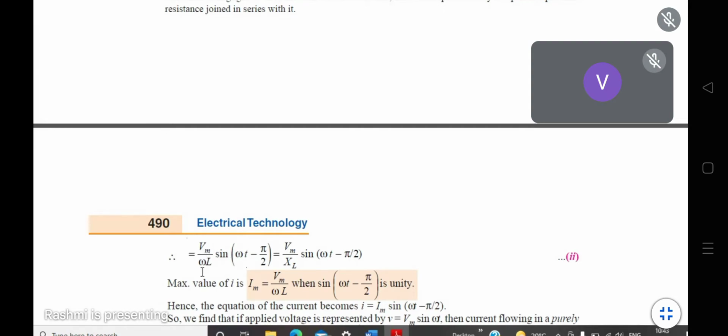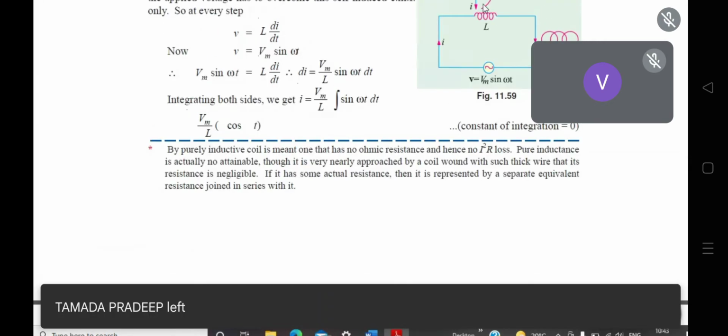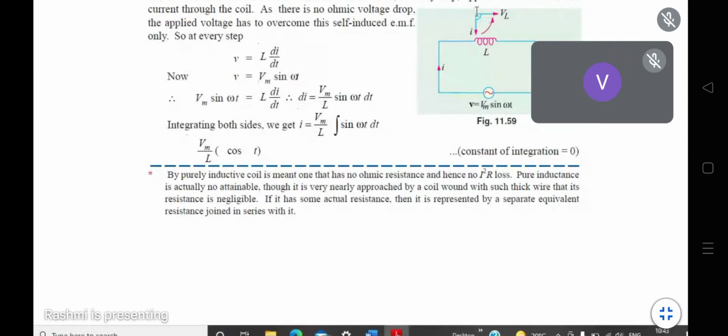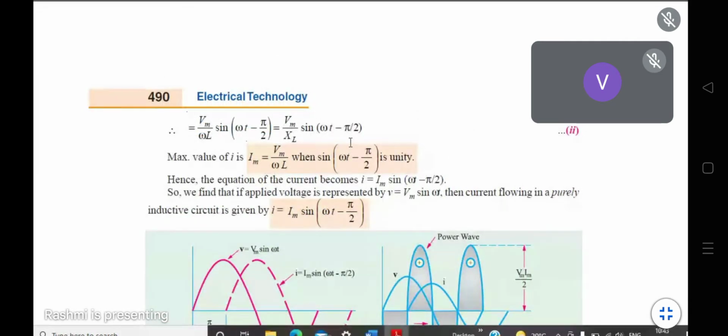So here this is the maximum value and this is the sine function, and here minus pi by 2 is there. So from this we can say the current is lagging the voltage by pi by 2. If the voltage is the reference, then the current will lag by pi by 2, 90 degree lagging. So what is the maximum value of the current? That is Vm by omega L. And omega L is what? That is the reactance of the inductor. So Vm by XL we can find out. XL is the reactance, omega L.